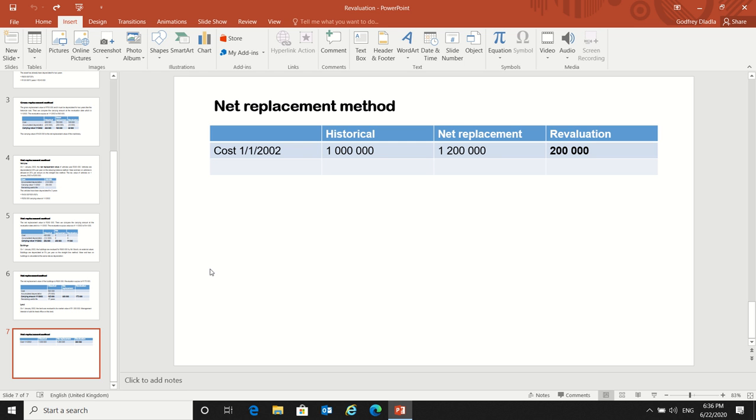All right. So that should cover revaluations and the understanding of the two methods of revaluation.